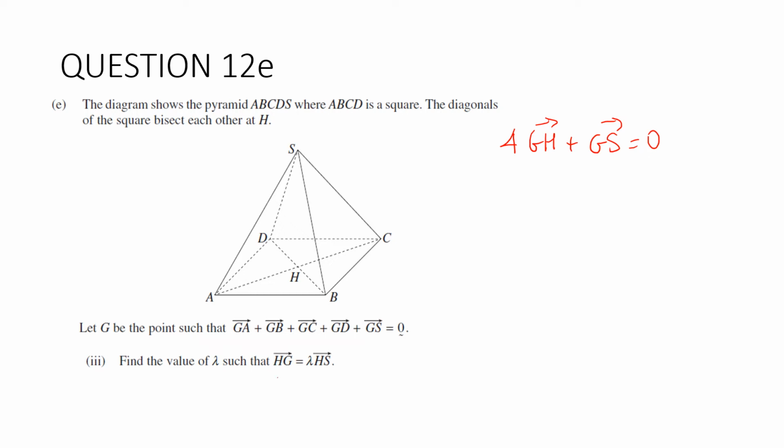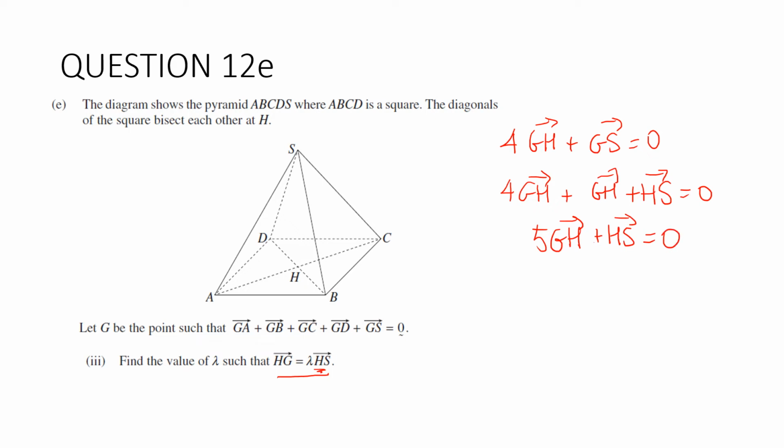So how do we get to here? We can see that we've got an HG and an HS. So we're going to do that same trick that we just did before. 4GH plus GH plus HS. So that's 5GH plus HS is equal to 0. We don't want GH, we want HG, so let's turn that around.